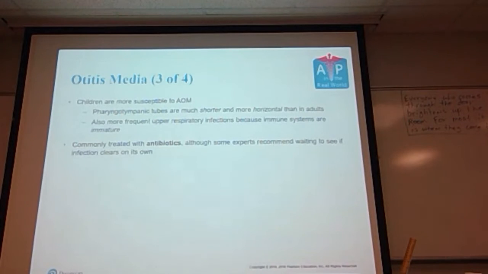Children are most susceptible to acute otitis media. Pharyngeotympanic tubes are much shorter and more horizontal than in adults. Also more frequent upper respiratory infections because the immune systems don't work yet. This is commonly treated with antibiotics, although some experts are waiting to see if the infection will clear on its own.